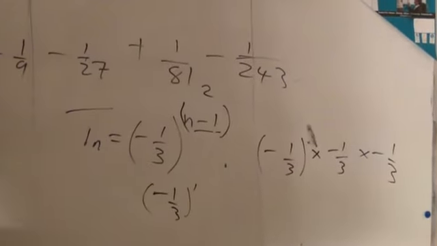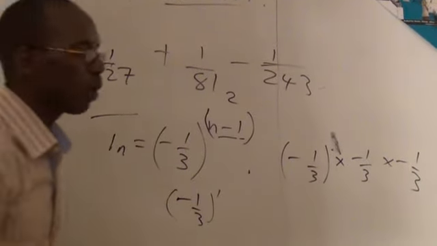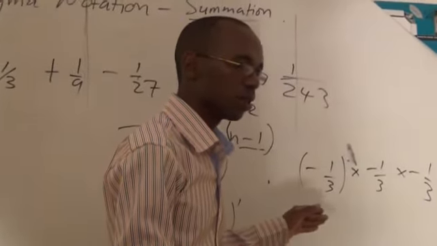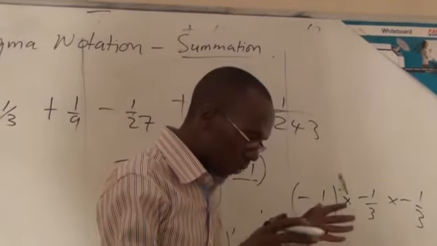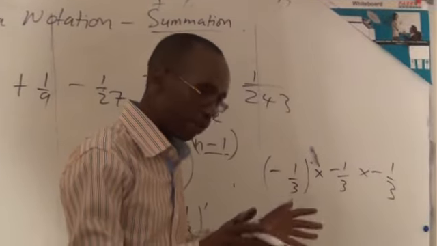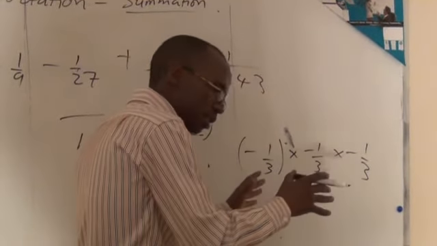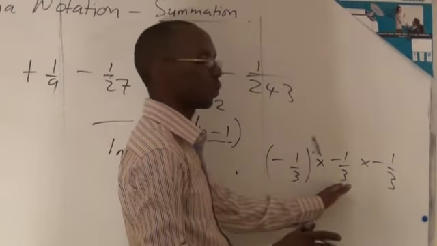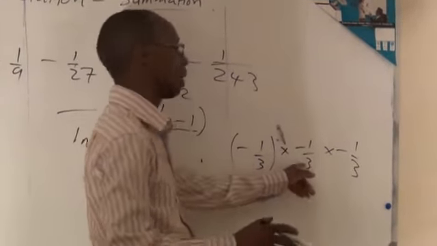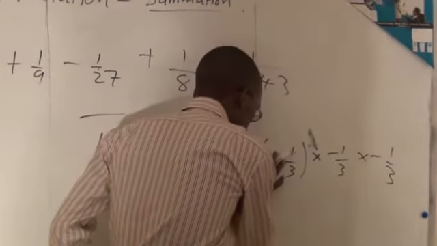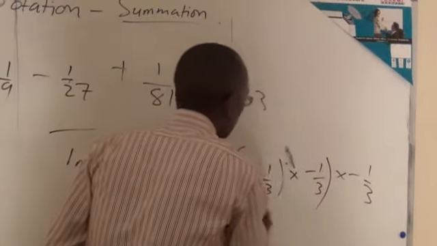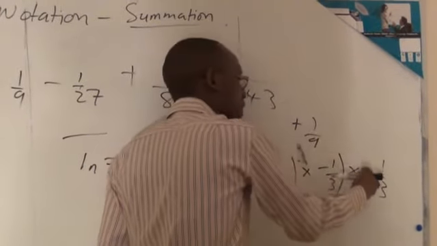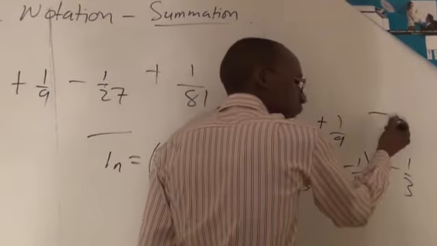Why are we getting a negative? Simply because if we multiply negative numbers an even number of times, for example twice, minus 1 over 3 times minus 1 over 3, that's actually going to give us a positive. Minus and minus, positive. So that's going to give us a positive 1 over 9. But now I'm forced to multiply a positive number with a negative number, so I get a negative.